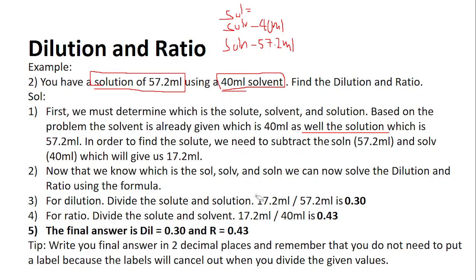Okay, so let's solve for dilution. Again, dilution is just solute divided by solution. So, 17.2 ml divided by 57.2 ml. So, 17.2 divided by 57.2, cancel si ml. Your final answer is 0.30.